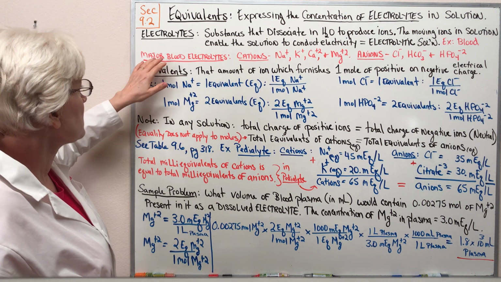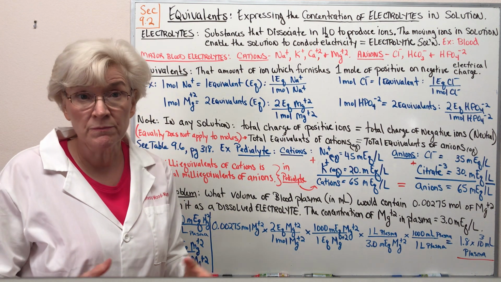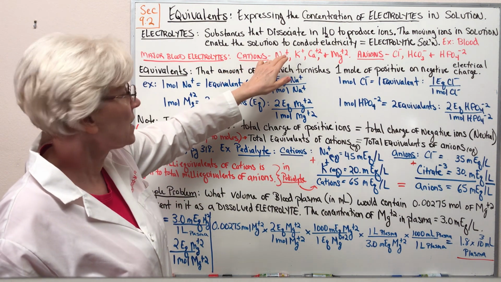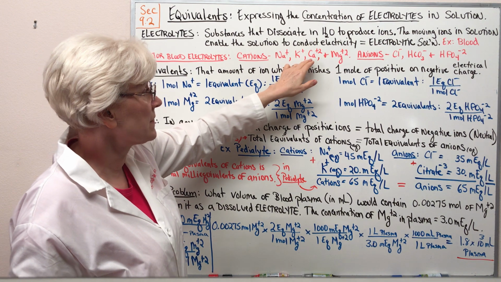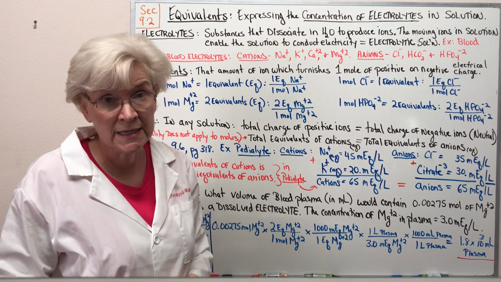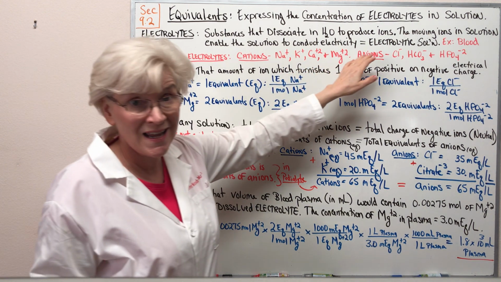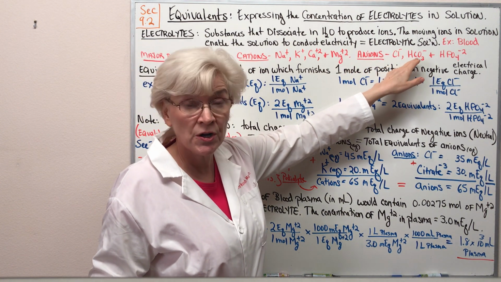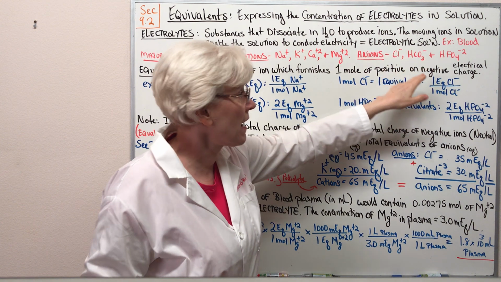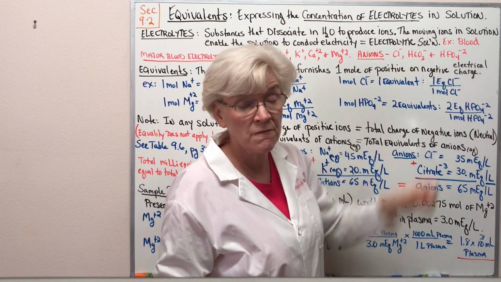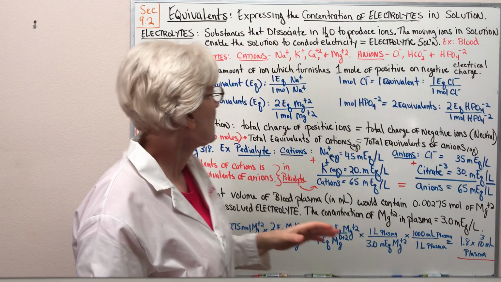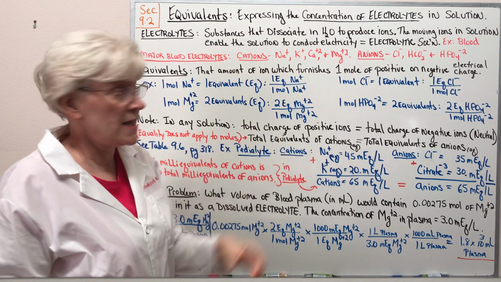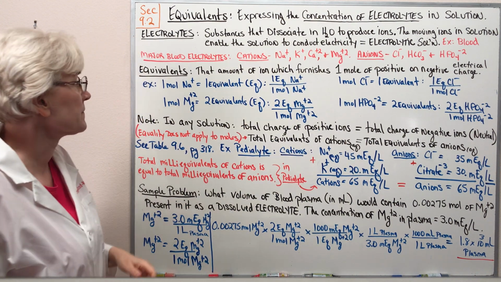If you take a look at the major electrolytes present in blood plasma, you'll see that the major cations present are sodium, potassium, calcium, and magnesium. The major anions present in blood plasma are chloride, hydrogen carbonate or bicarbonate ions, and monohydrogen phosphate ions. So these would be the major electrolytes, cations, and anions present in the blood.